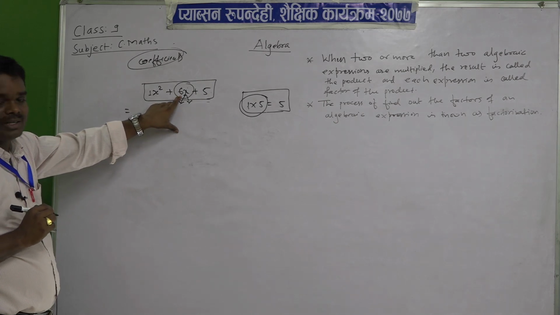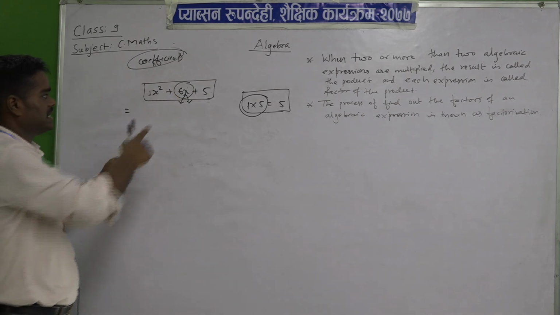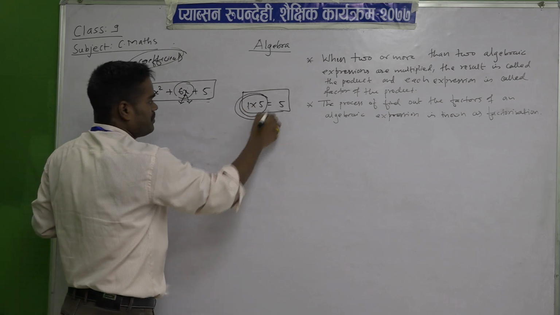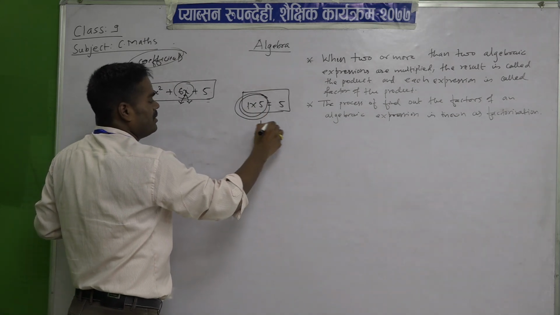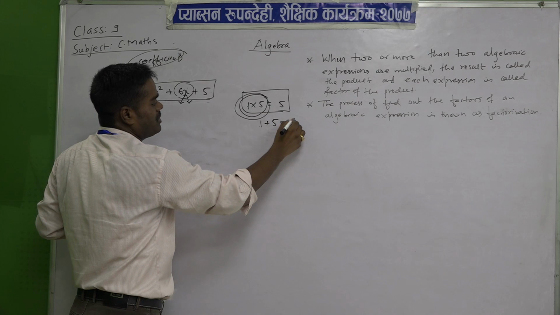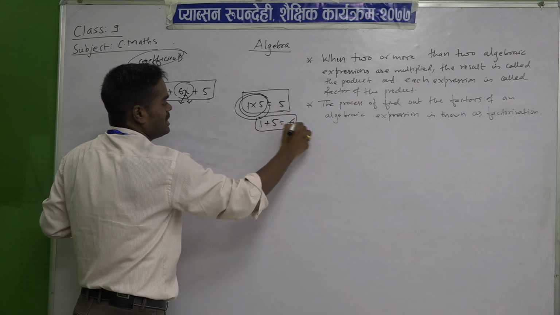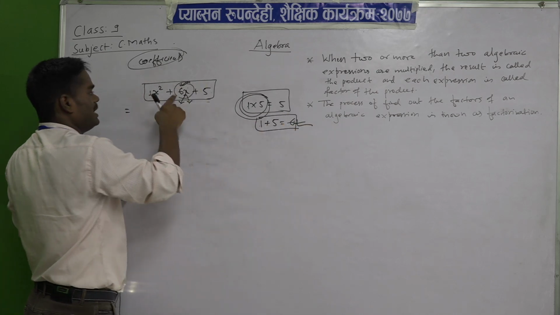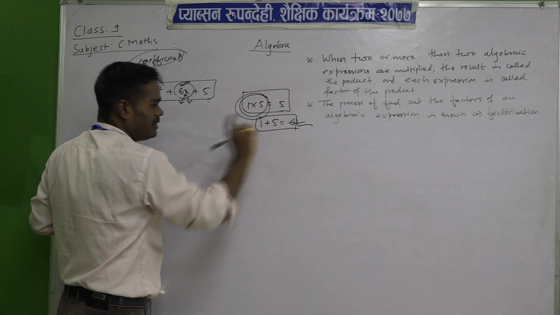The coefficient of the middle term. How much is the coefficient of the middle term? 6. And what are the factors of 5? 1 and 5. So 1 plus 5 equals how much? 6. So this is valid. See here, here is also 6 and we have got also 6.